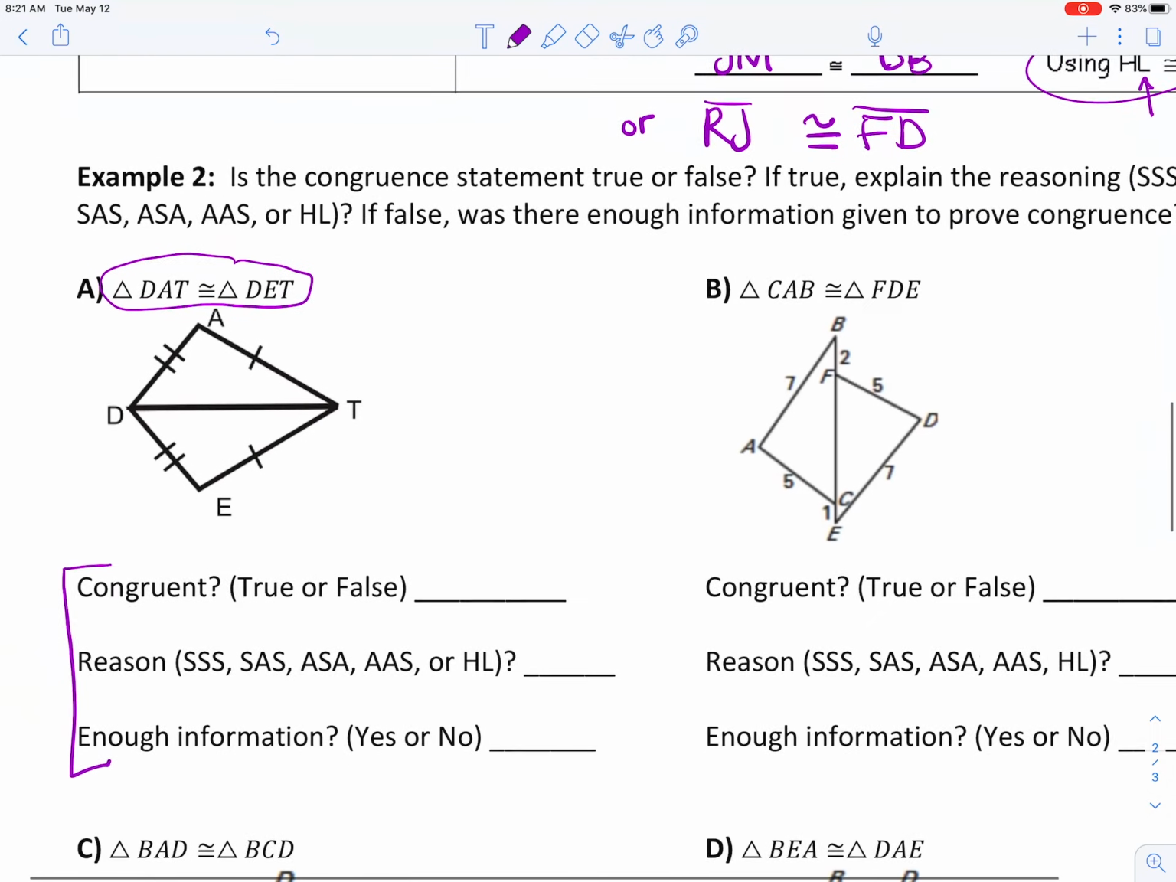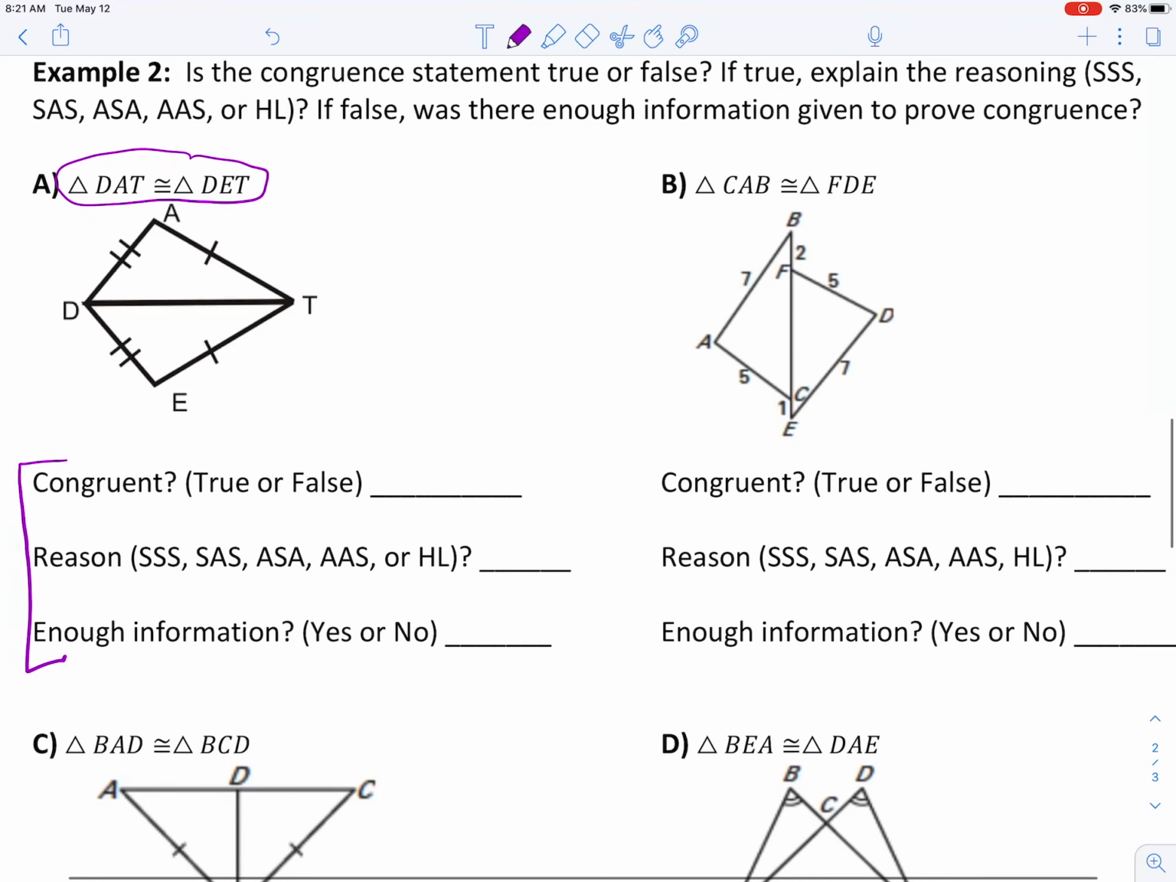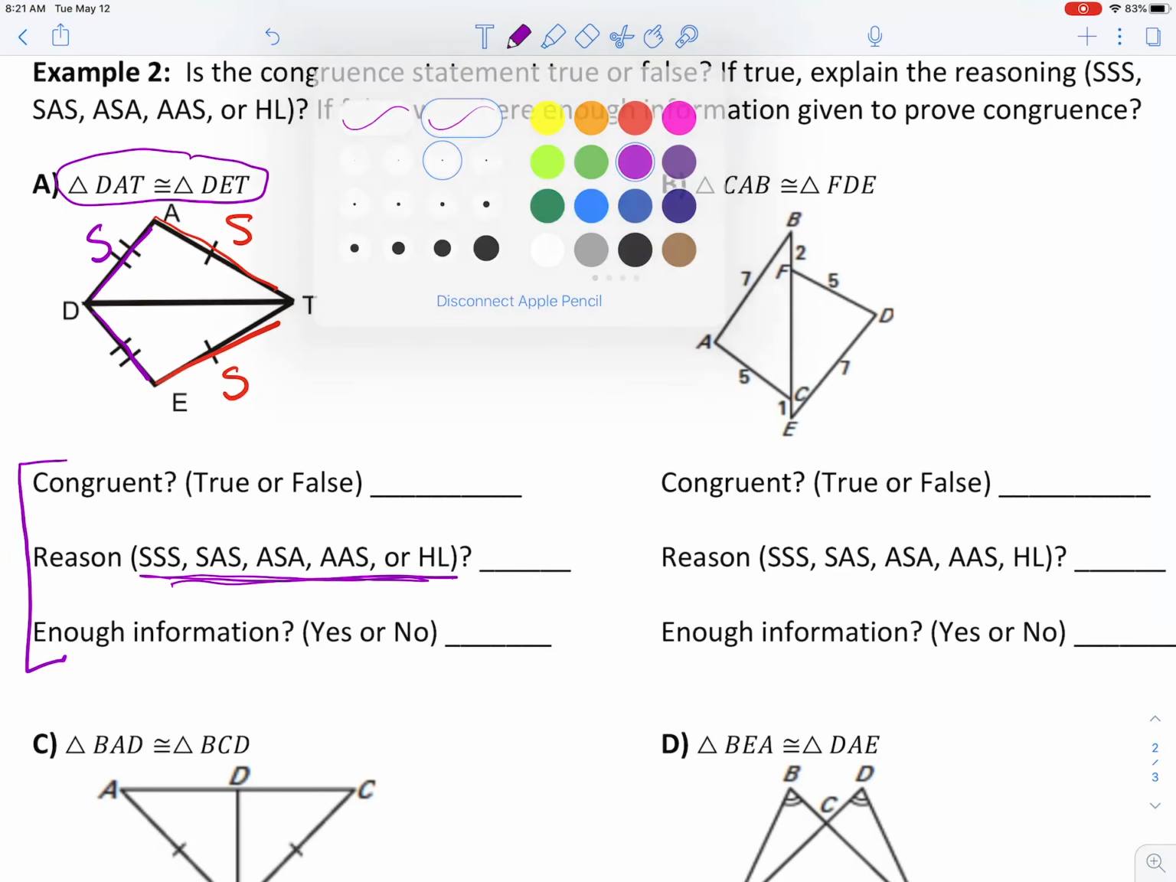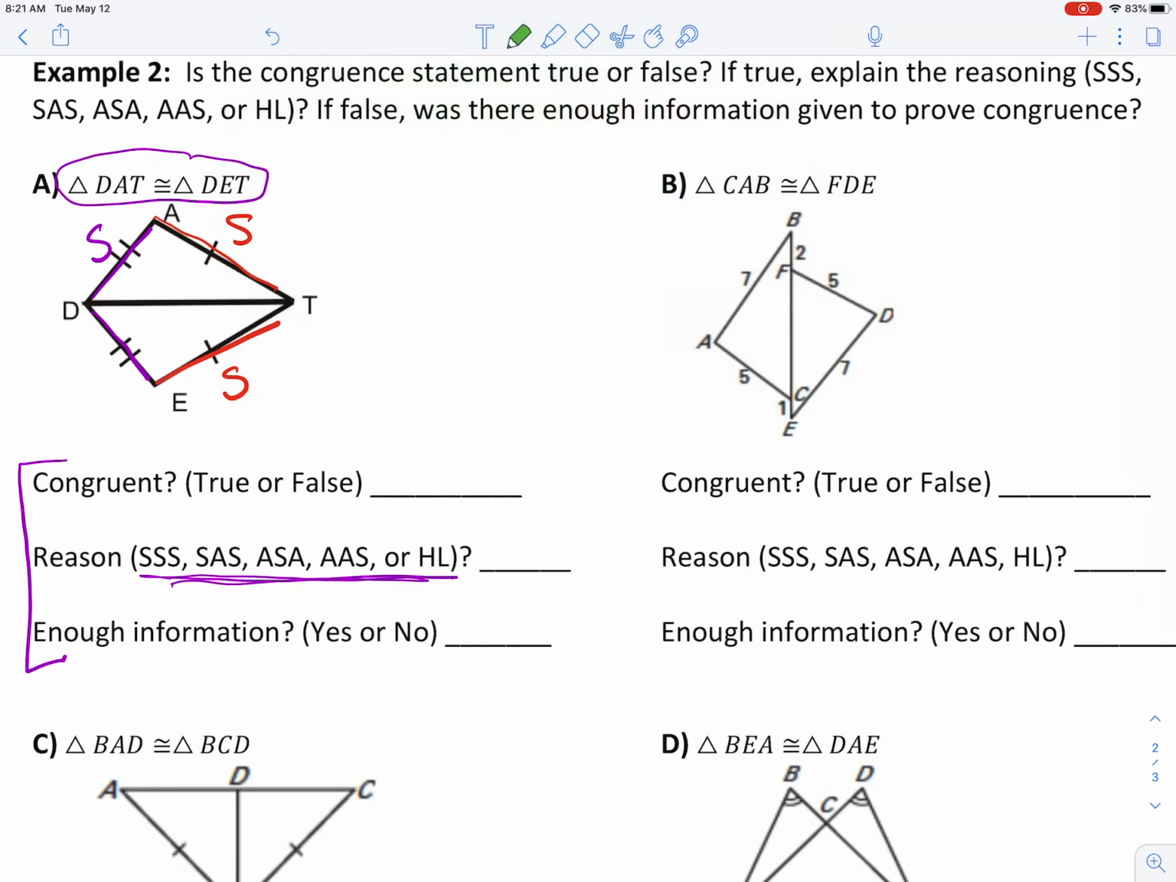So it says, here's the congruence statement. It says DAT is congruent to DET. So I'm going to take a look, and remember, I need to prove one of these 5 different methods in order for it to be congruent. So if I can find one of these 5 methods, then it's a true statement, okay? So let's take a look. We've got a side congruent to this side, okay? We've got another side here, so we've got a side, side.